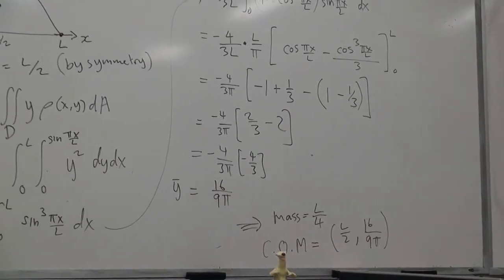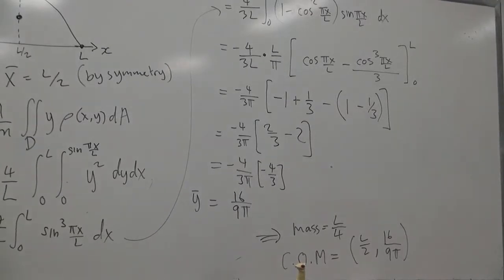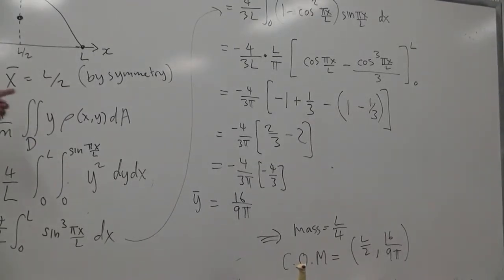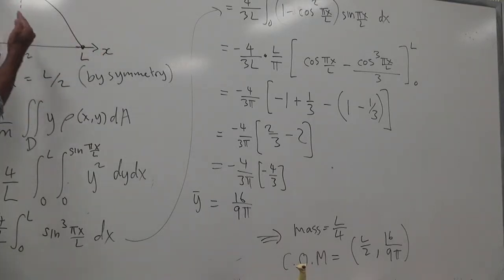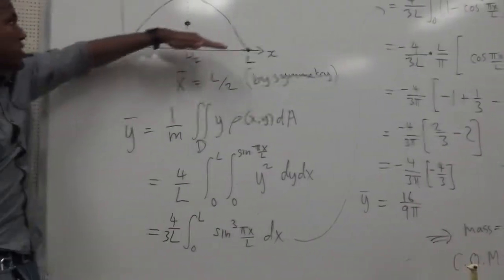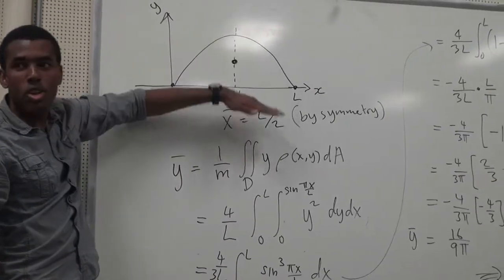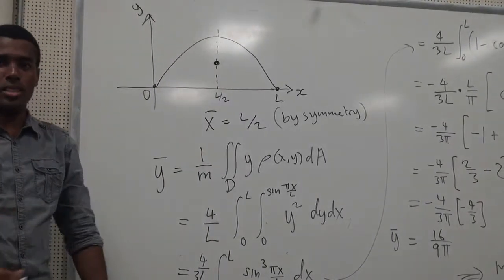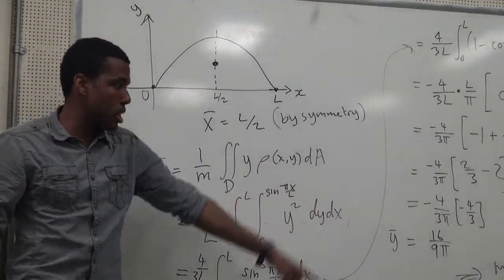Because of the symmetry, I didn't need to solve for x bar. Had I done it, I would have gotten L over 2. But remember, the center of mass is your theoretical balancing point, which I could see by symmetry is really going to balance here. The only question was, where is the vertical position of the point? Because your density is changing as the y changes. So the upper half is heavier than the lower half, so it's like, where do you balance that? So I figure out the x by symmetry, and then the y I had to actually do the computations.